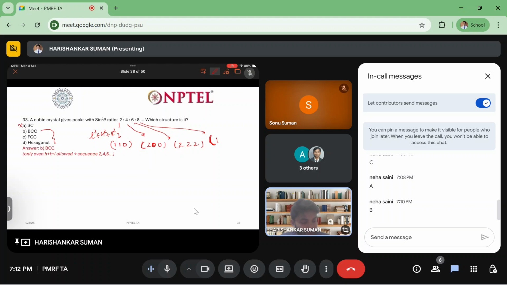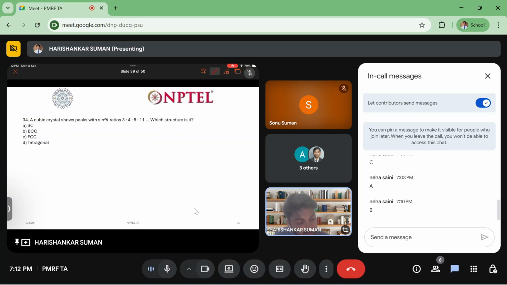So the answer will be: HKL sum even, then BCC. You know the sum of these two. This is sum two. This is sum two. This is 6. Okay, like that, so you will get the right answer. Next question.